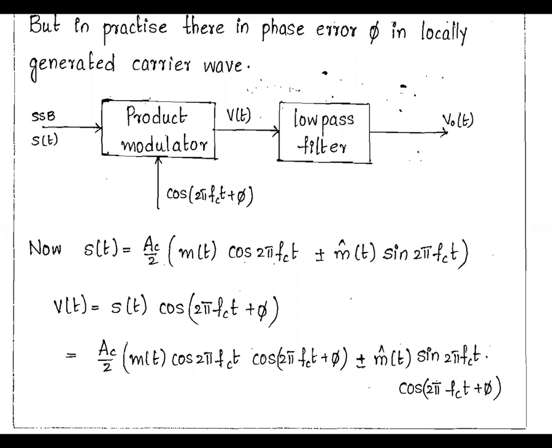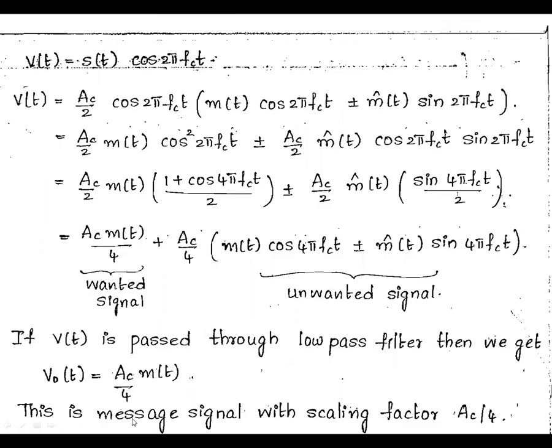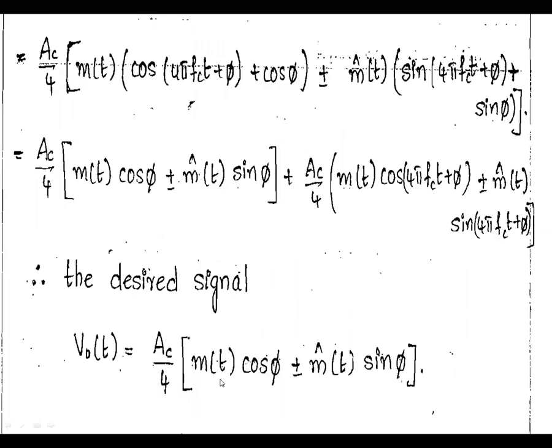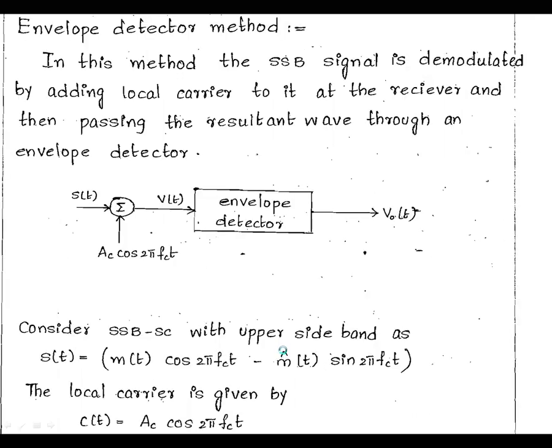Misinterpreted means we send one signal but receive another signal. So if a phase difference occurs, signal distortion occurs. That is the case in the non-coherent signal. So AC by 4 M of t is the output of coherent detection. If there is any phase difference or frequency deviation, the signal will be distorted. The distorted signal is AC by 4 M of t cos phi plus or minus M cap of t sin phi. So the signal is distorted now.